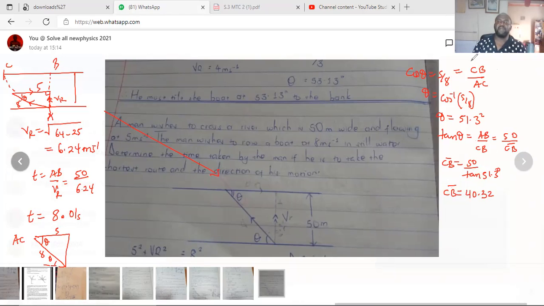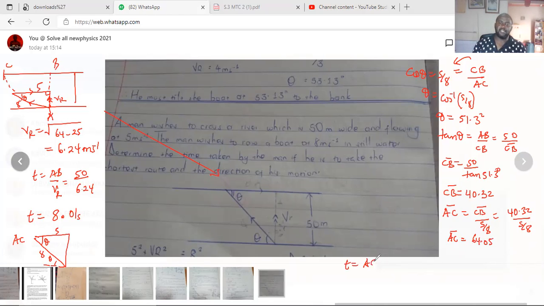If I've got CB, come here and find SC. SC will be equal to CB out of 5 over 8. So which is 40.32 divided by 5 over 8. What answer do you get for SC? 64.0513. Sorry.